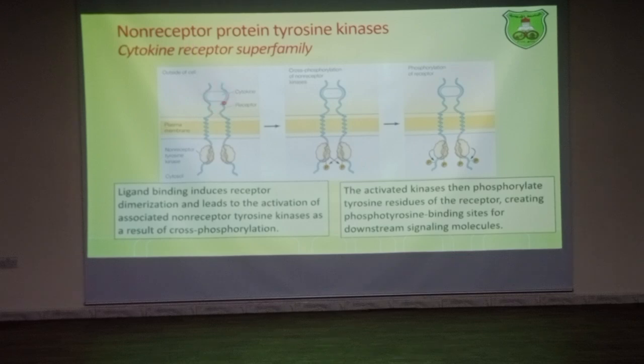Again, you have binding of a ligand. The receptor dimerizes, so you have these two coming together, allowing the two enzymes to be closer to each other. These kinases phosphorylate each other. It's the same thing, except that we have a protein that is separate from the receptor. They phosphorylate each other and then they can phosphorylate the receptor itself. Why do they phosphorylate the receptor? Same thing: a docking site. You have a phosphate group, and this phosphate group can bind to other signaling proteins.